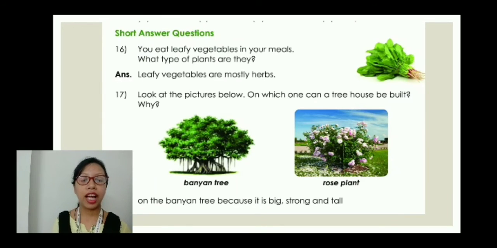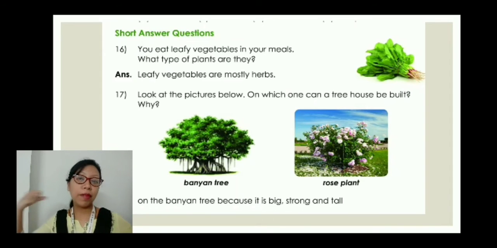The next we have question number 16. You eat leafy vegetables in your meals. What type of plants are they? Yes, we eat lots and lots of vegetables, and I know most of you don't like to eat the green leafy vegetables because you don't like them. But we have to eat leafy vegetables to keep our body strong and healthy. Now, what type of plants are they?